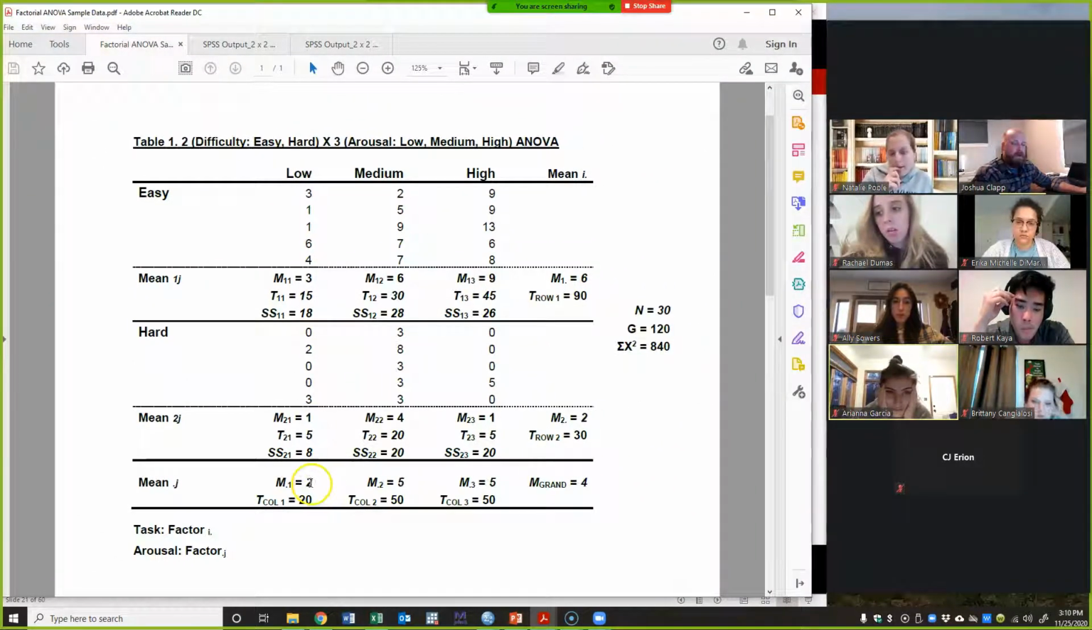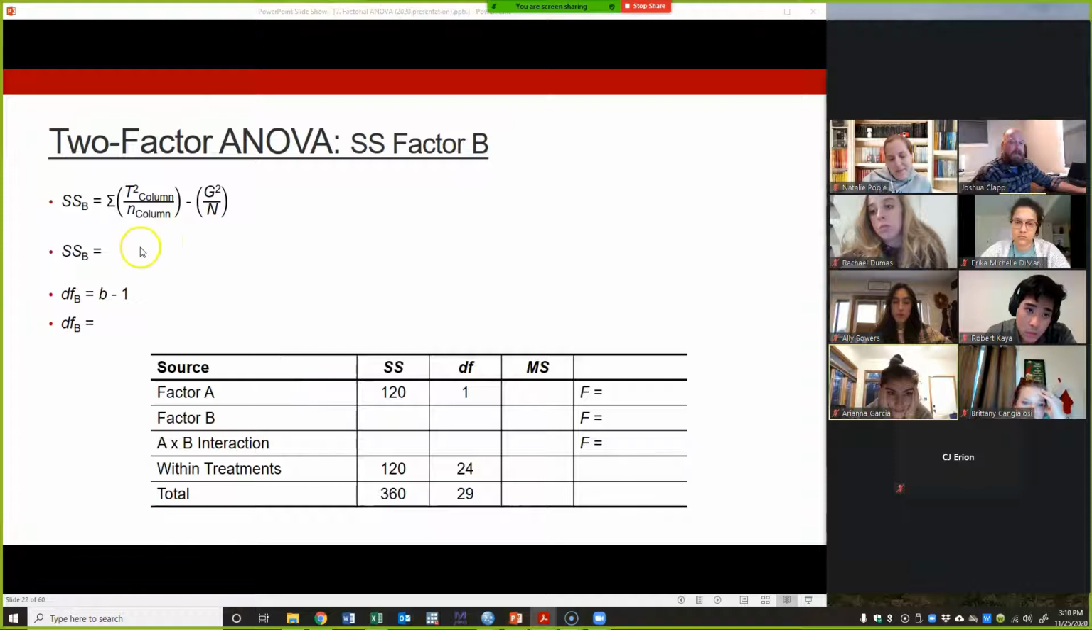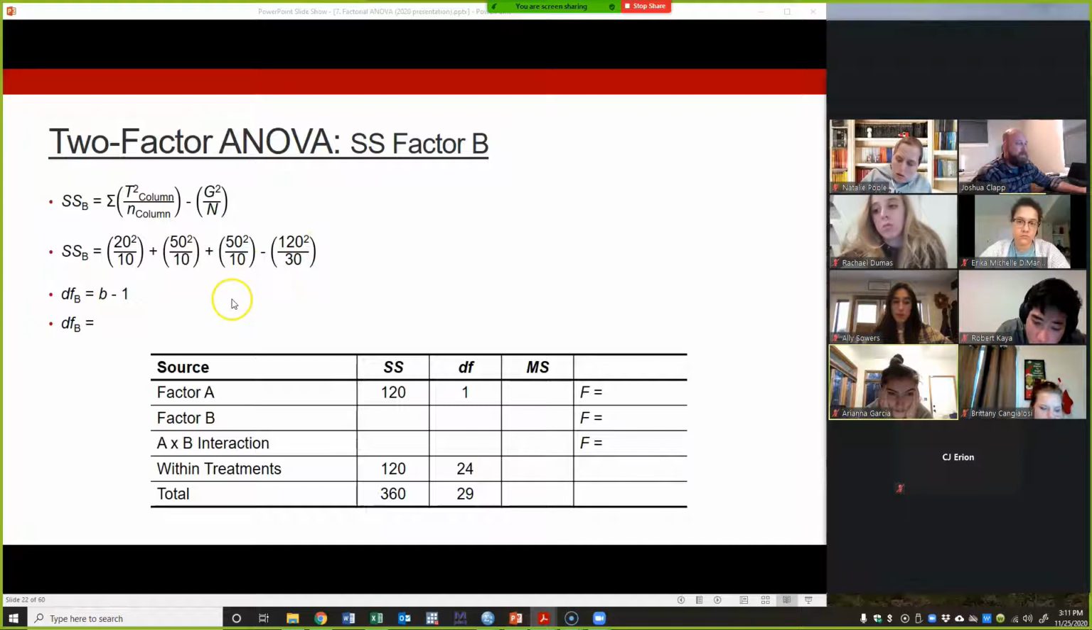So again, this is where we're going to go 2 minus 4 squared, 5 minus 4 squared, 5 minus 4 squared. So just looking at those differences, collapsing across task difficulty, just looking at performance at low, medium, and high. And so if I do that, again, using the same formula here, I have 20 squared over 10, 50 squared over 10, 50 squared over 10, again, minus the square of my grand total over the total number of people in my sample, right? Again, I've got 3 levels to factor B, so 3 minus 1, which is going to give me 60 for my sum of squares, 2 degrees of freedom.